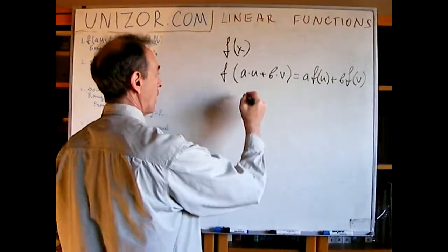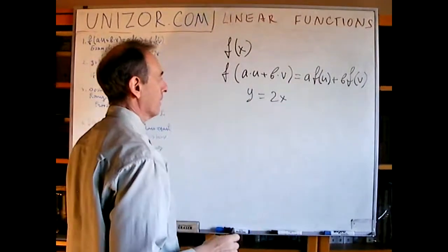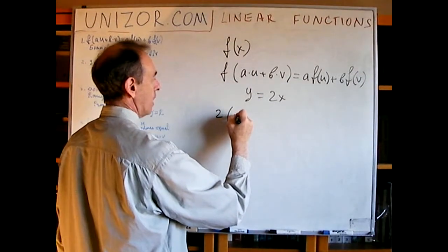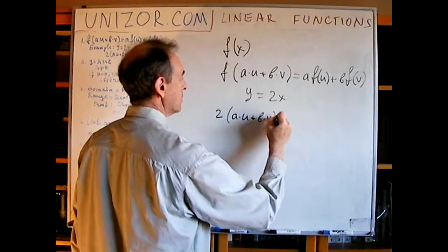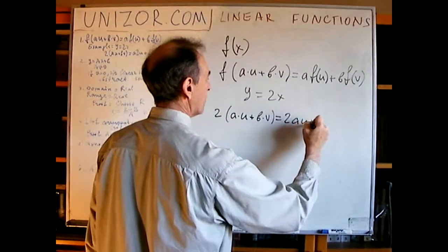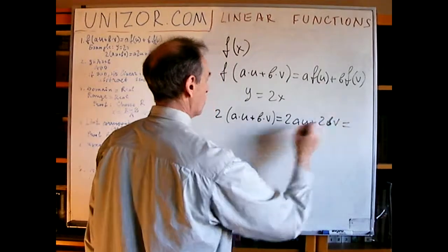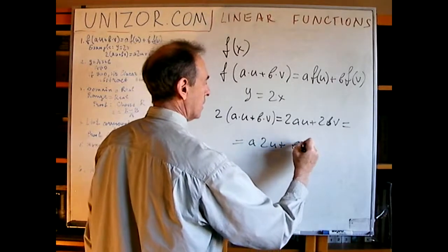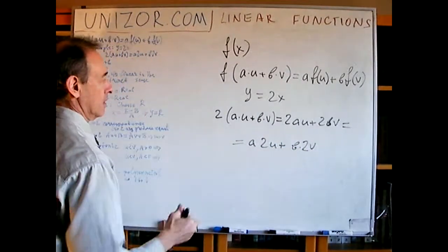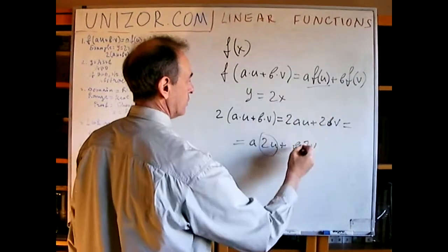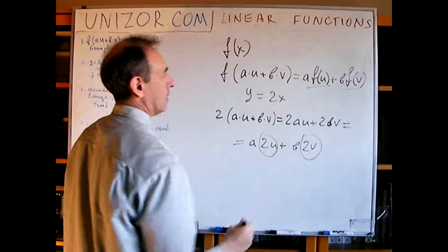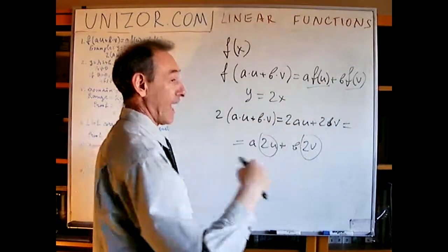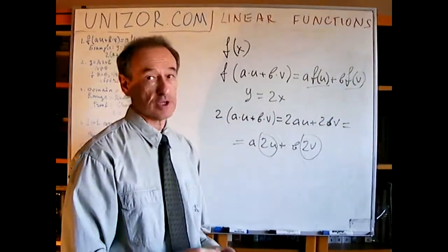Now, an example obviously is something like this. Well, indeed, if you will combine 2 of au plus bv, obviously it's equal to 2au plus 2bv, which is equal to a times 2u plus b times 2v, right? So this becomes f of u, and this becomes f of v. So this property of linearity, abstract linearity, is preserved in this particular function.